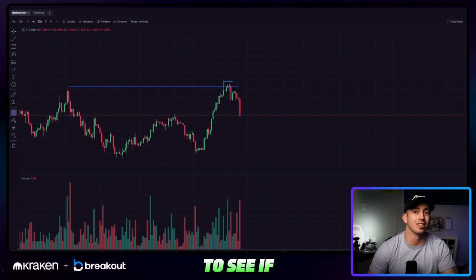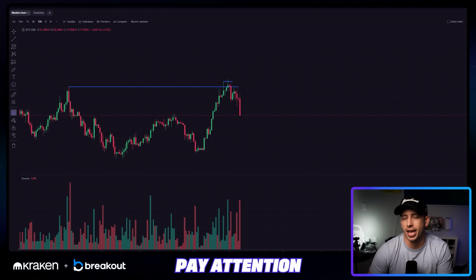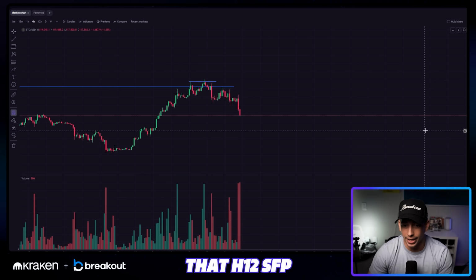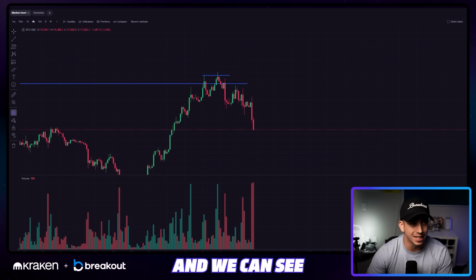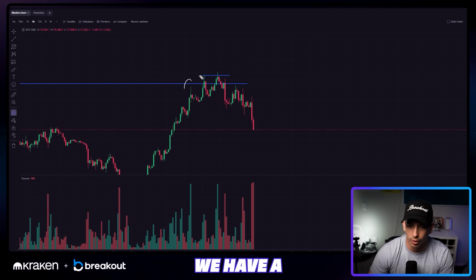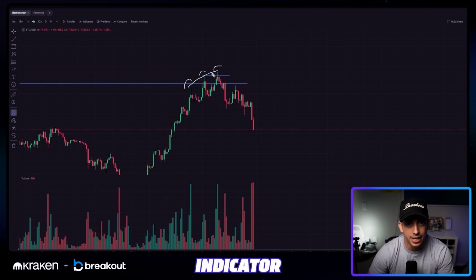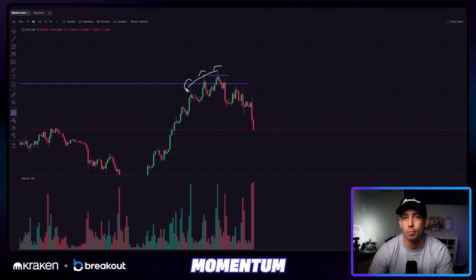Step number 2 is to see if the market is losing momentum. Pay attention. Again, this can be an early sign of failure. Once we see that H12 SFP, we can zoom in and we can see that momentum is stalling out here. We have a 3 drives pattern. Very good chance if you were to use a momentum indicator like the RSI, you would see that momentum waning.